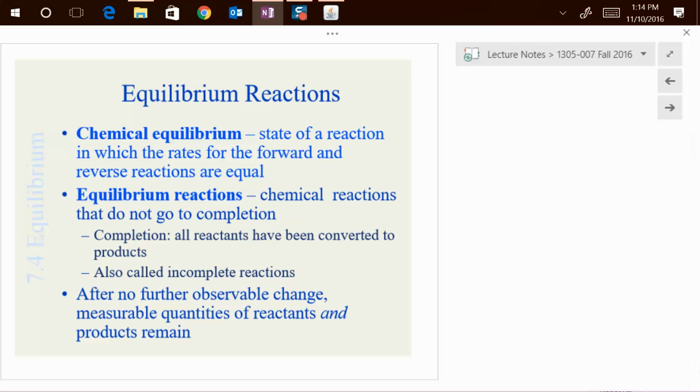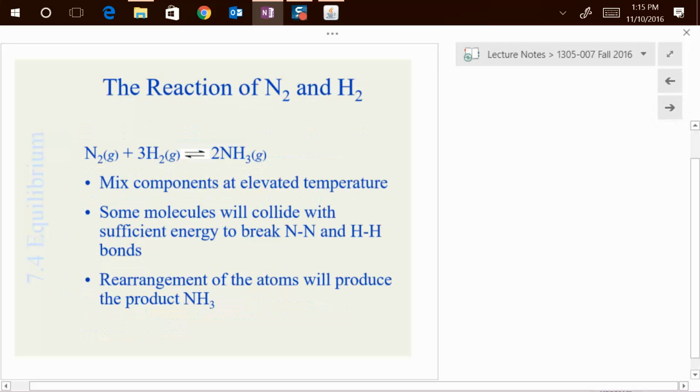The state of a reaction in which the rates of the forward and reverse reactions are equal will be our chemical equilibrium. These are chemical reactions that do not go to completion, meaning it's not ever going to go all just one way. If it does just go all one way, then that's not an equilibrium reaction. But there are a lot of reactions that are reversible. They will go forward and backwards during the reaction. They will establish an equilibrium. And then no further observable changes are measurable.